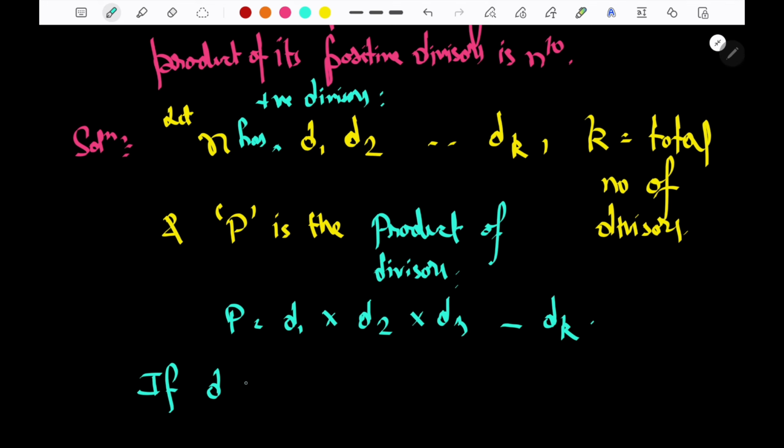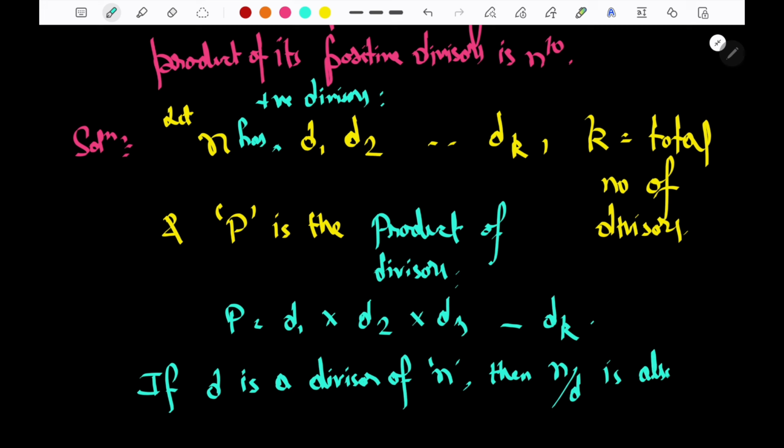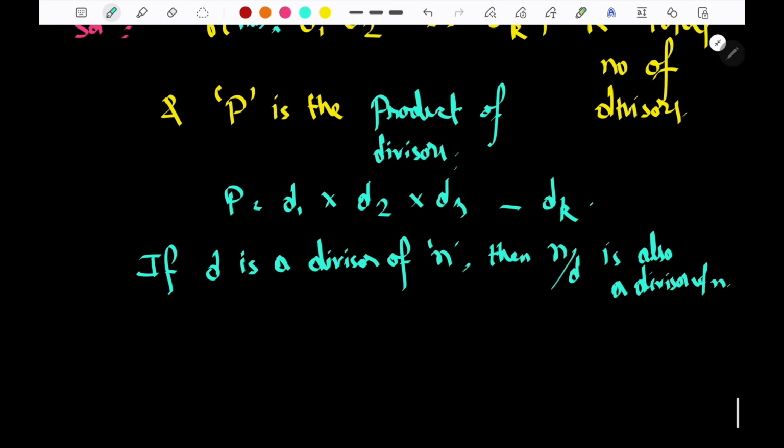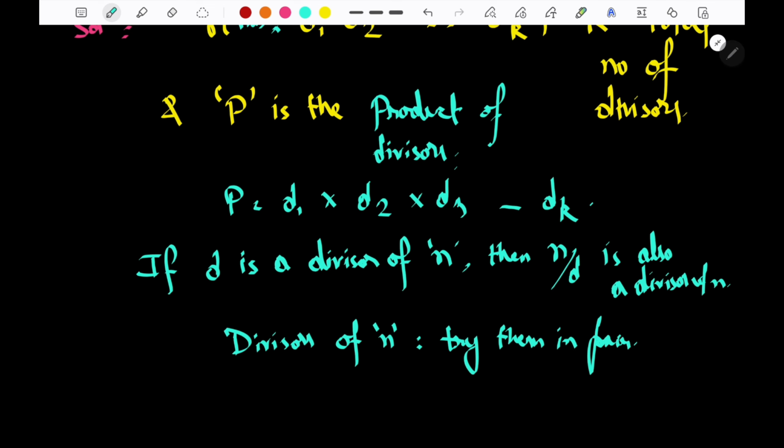divides n, so how it can be written? If d is a divisor of n, अगर d n का डिवाइजर है तो इसका मतलब देन n by d is also a divisor of n. ये तो ट्रू है, n by d is also a divisor of n. अब हम ऐसा क्यों बोले? जस्ट इसका मतलब क्या करो, डिवाइजर्स ऑफ n ट्राई टू ब्रिंग इन टू पेयर्स, ट्राई देम इन पेयर्स. अब ऐसा क्यों, अभी खुद पता चल जाएगा.